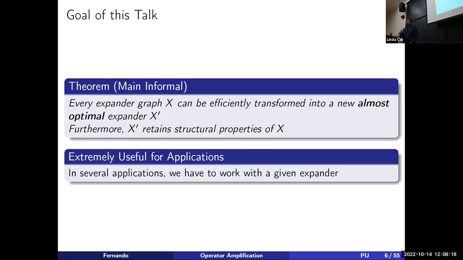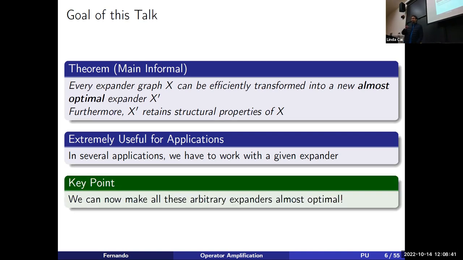Several times, in your application, you might need to work with a given expander. You need to perform a random walk on a certain graph, but it may not be an optimal expander. So you really would like to somehow convert it to an optimal expander. In several applications, you are forced to work with a given expander graph. That's something important. And the key point is that for those applications, we can make all those arbitrary expanders almost optimal. This is the useful thing going on here.